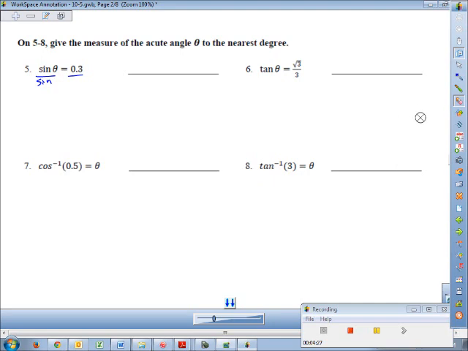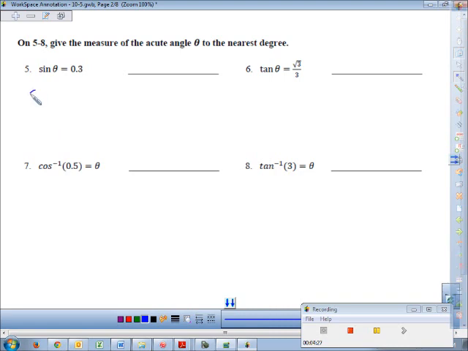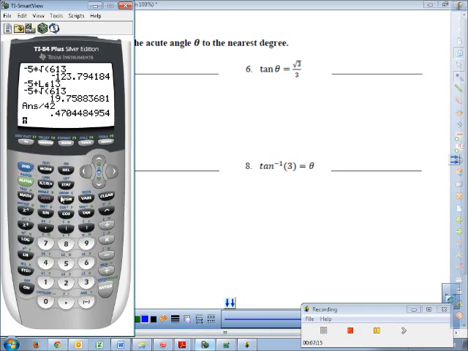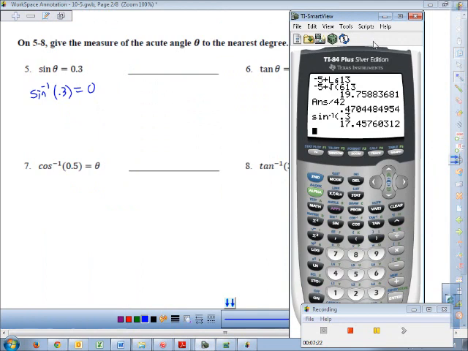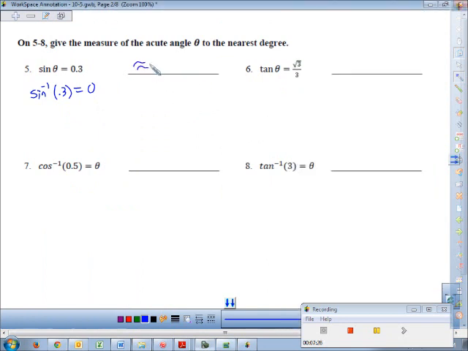Doesn't the inverse sine and the real sine cancel out? So inverse sine of 0.3 equals theta. Punch it in. And how do they want you to round it? To the nearest degree. So about what? 17 degrees.